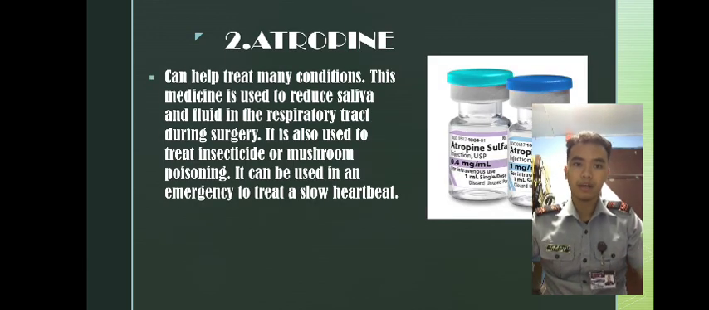Next is atropine. So what is atropine? Atropine is used to treat organophosphate poisoning by blocking the action of acetylcholine, a chemical in the body that is affected by these types of poisons.